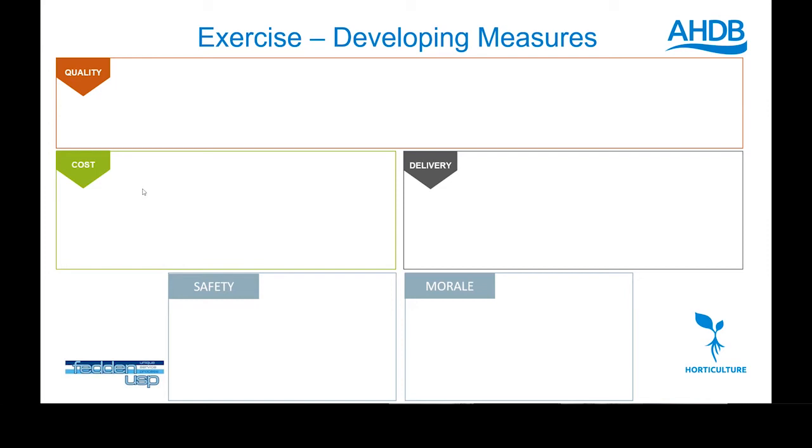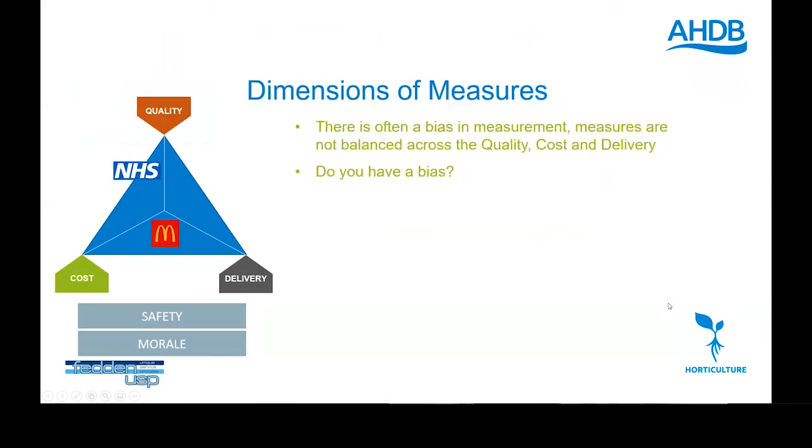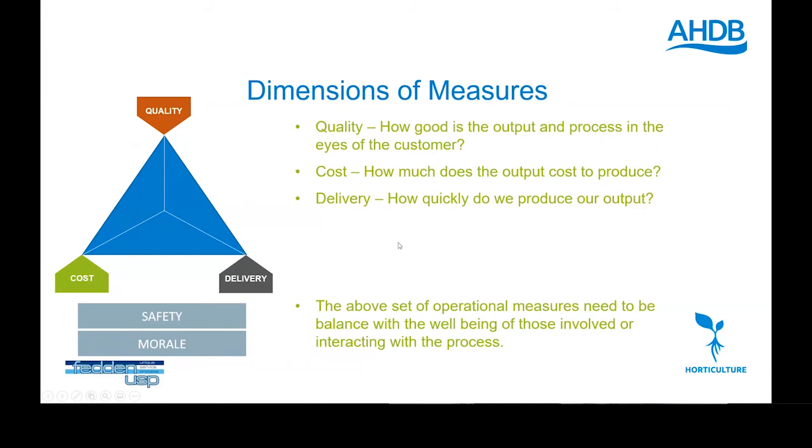So I'll quickly just go back through these three things again, this quality, cost and delivery, and then I'll get you to have a quick go at this exercise. So again, let's just quickly go through these three dimensions of measures. So quality: how good is the output, and the process, in the eyes of the customer. So when you're thinking about the process or the area you're working in, what's the measure of success of that process? So how do you know it's gone well? What's the measure of success in the eyes of the customer? So for a fruit, it might be the quality of the fruit. Yeah, so just think about what's the quality.